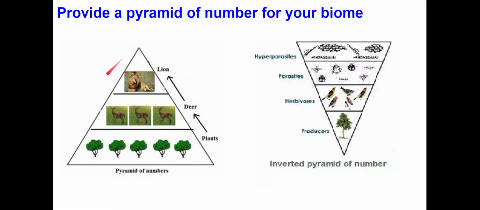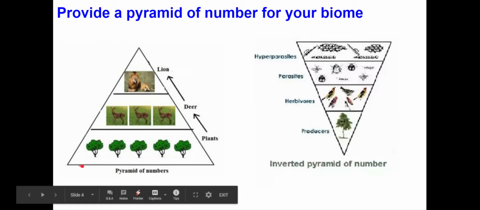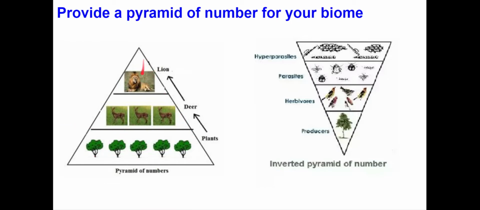Next, I'd like you to draw a pyramid of number for your habitat. Literally, the numbers might be large at the bottom of the pyramid with the producers and decrease as you go up, which is the most typical, but you can get the opposite. For example, you may have a tree that manages to have a lot of birds living off of it, and on those birds, many parasites, and on those large parasites, smaller parasites.